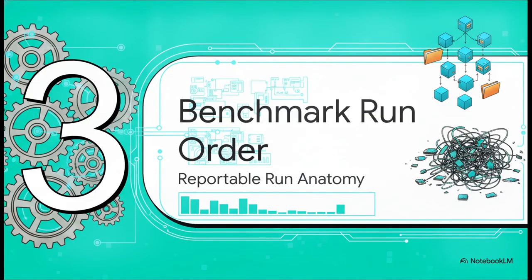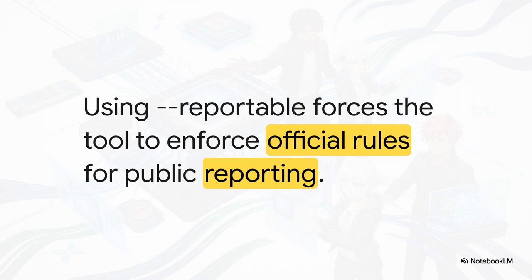Next up, Section 3, the benchmark run order, or the anatomy of a reportable run. Let's say you want to officially publish your results. To do that, you have to add the --reportable flag. By typing runcpu --iterations=3 --reportable followed by your suites, you're basically forcing the tool to enforce the official SPEC run rules. It turns off informal testing mode and ensures your run is strictly compliant, no cutting corners.